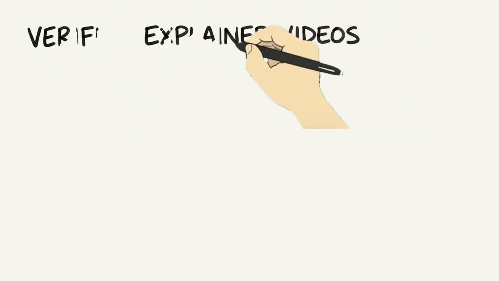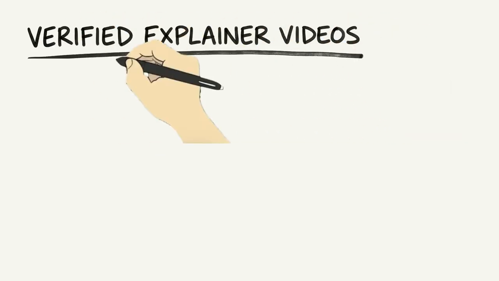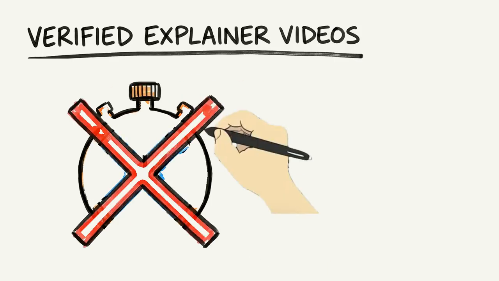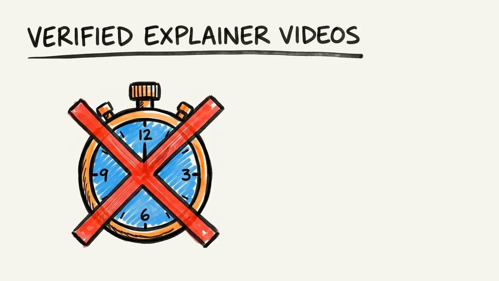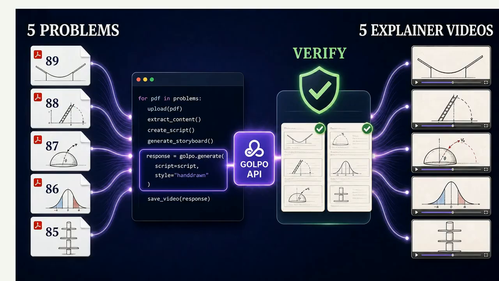Here is a repeatable way to turn a collection of difficult problems into verified explainer videos with Golpo. The key is not to generate every video immediately. We work through a controlled sequence: collect, draft, verify, correct, render, and publish.